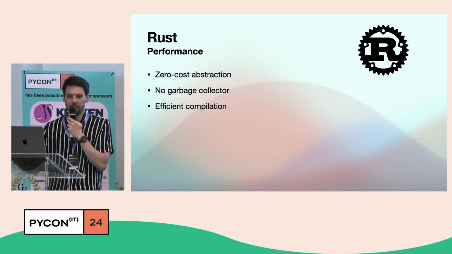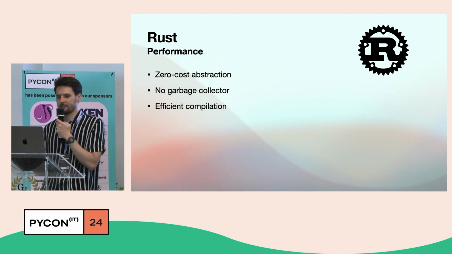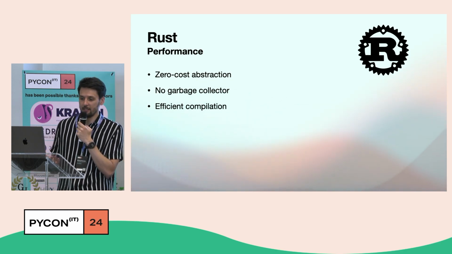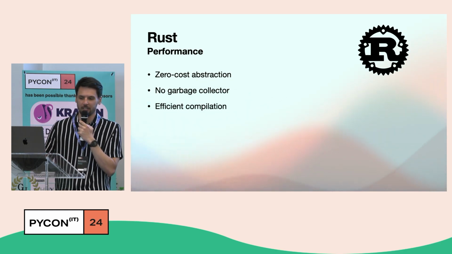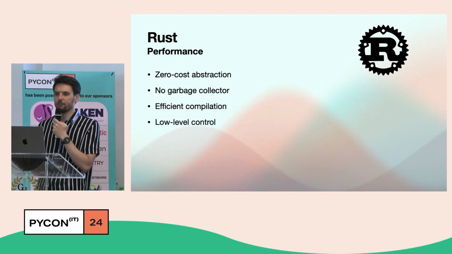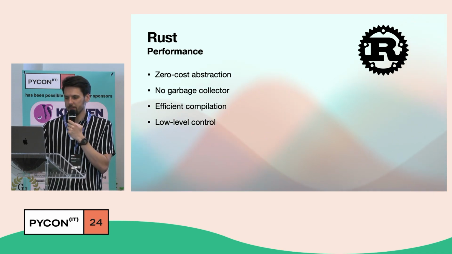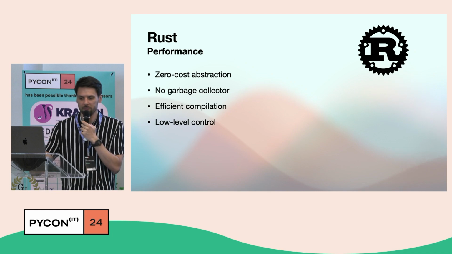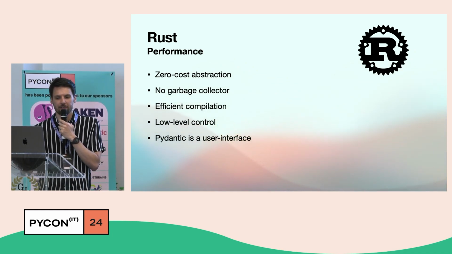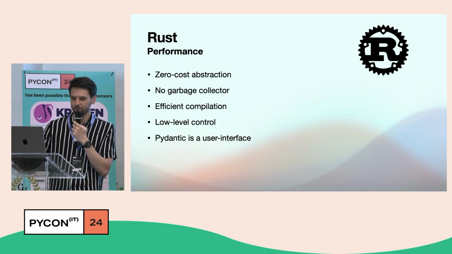It has efficient compilation by leveraging the Low-Level Virtual Machine backend. Rust can optimize similarly to what's achieved with C and C++, making it suitable for performance-critical applications. And it's low level and gives you precise control over resources, like directly managing memory, which opens doors to another level of optimizations that aren't available in Python. So generally, you can think of Pydantic as the user interface for Rust in the context of data validation.